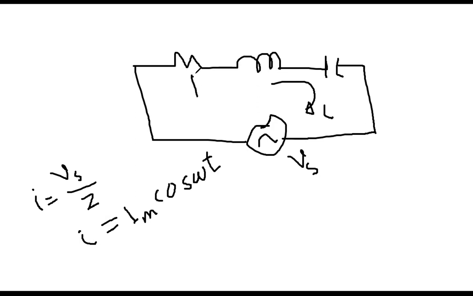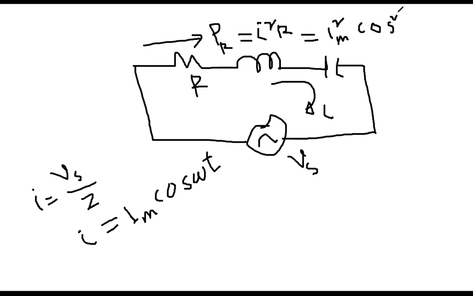Now, for example, this is R. I asked you to find out the power value here, the power in R. You all know that it will be I squared R, right? But then you see the I expression, I is Im cosine of omega t. This means you get Im squared, then cosine squared omega t, and then R. So can you see it became cosine squared. And this is a simple RLC series circuit.